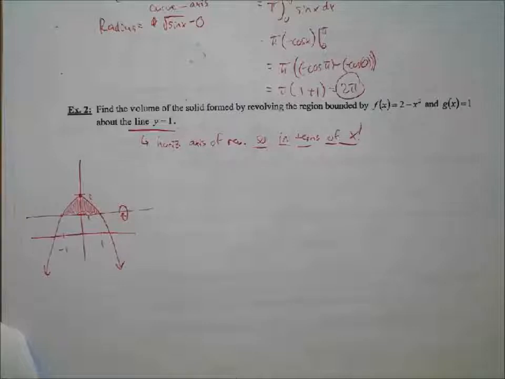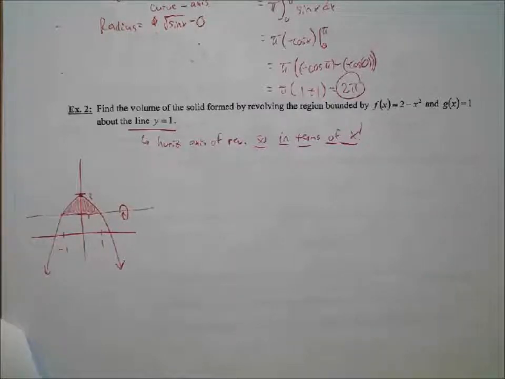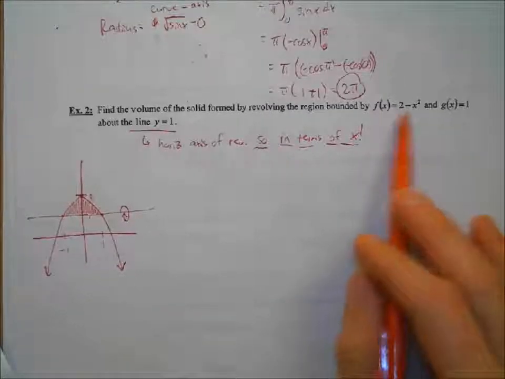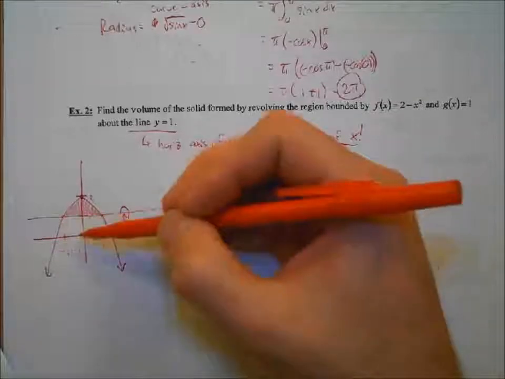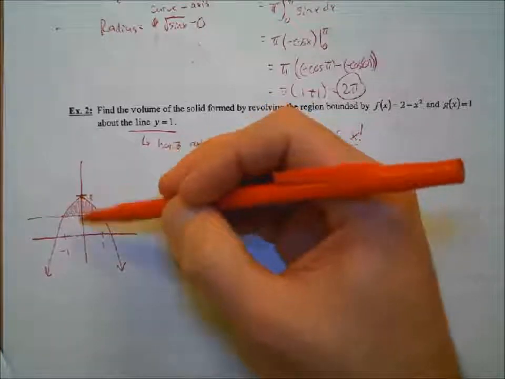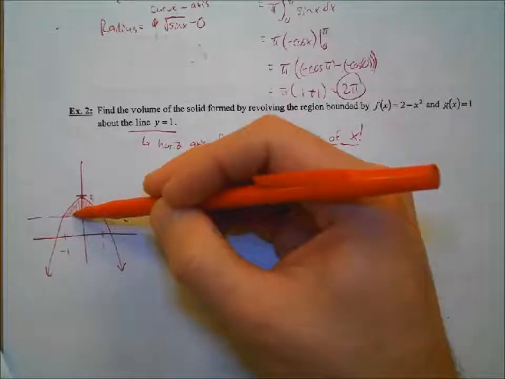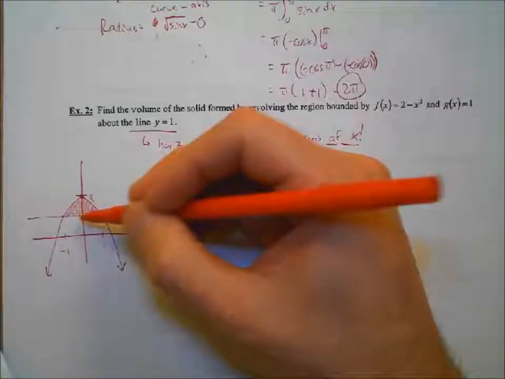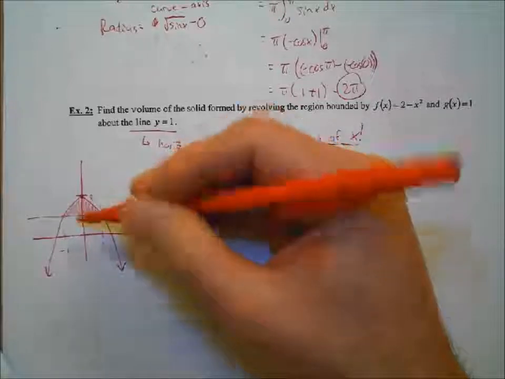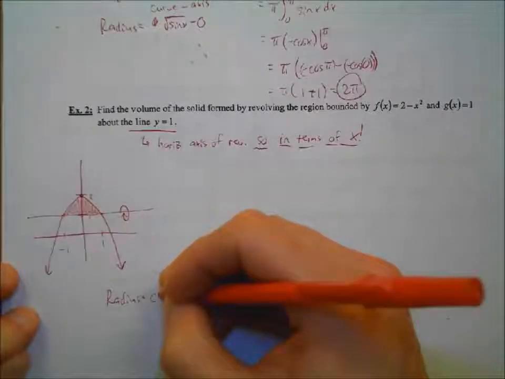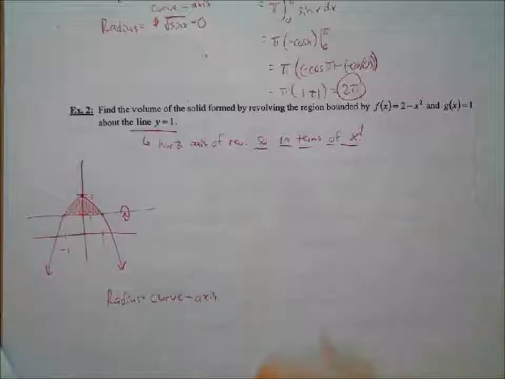So our radius in this problem now is not 2 minus x squared alone. It is not just this top curve, because the y value that this top curve describes, y equals 2 minus x squared, describes the distance from the x-axis to the curve. But we're not interested in the distance from the x-axis to the curve. We need the distance from this axis of revolution to the curve. The radius is from the center of your object to the edge. The center of the object is right there at the axis of revolution. So our radius is the distance from here to here. So the radius is going to be curve minus axis of rotation.